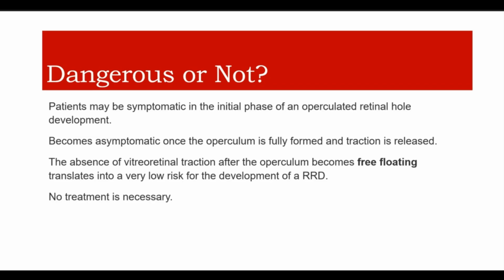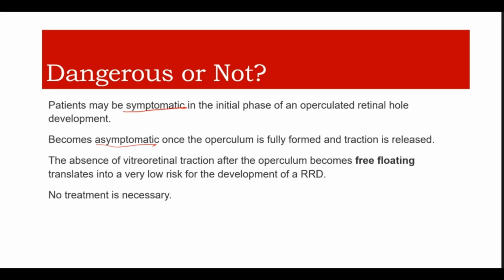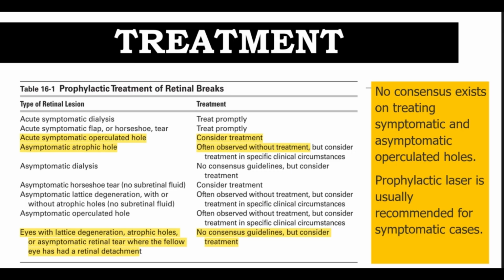Now the question is, are the operculated holes dangerous or are they not dangerous, right? Now patients usually with the operculated holes in the initial stages, when that operculum is still attached to the retina, are going to be symptomatic. Later on, as the operculum totally separates off from the retina, the patients will now become asymptomatic. Once the patient becomes asymptomatic, it means that the traction is now released, and the absence of vitreoretinal traction after the operculum now becomes freely floating translates into a very low risk of development of rhegmatogenous retinal detachment. And therefore, when you have this operculated retinal hole, usually the treatment is not advised.